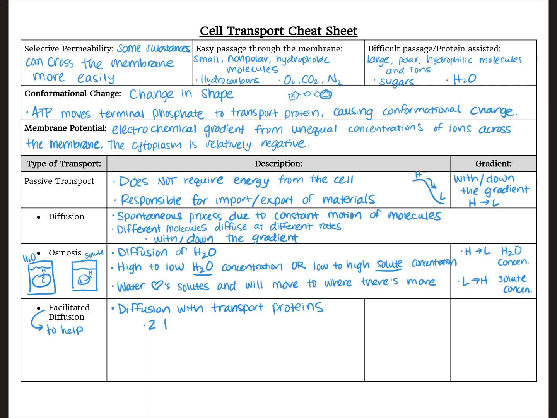There are two types of transport proteins that we're going to talk about. We have channel proteins or carrier proteins. Facilitated diffusion increases the rate of diffusion for small ions, water, and carbs. All right, so in the next two boxes, we're going to talk about the channel and the carrier proteins.